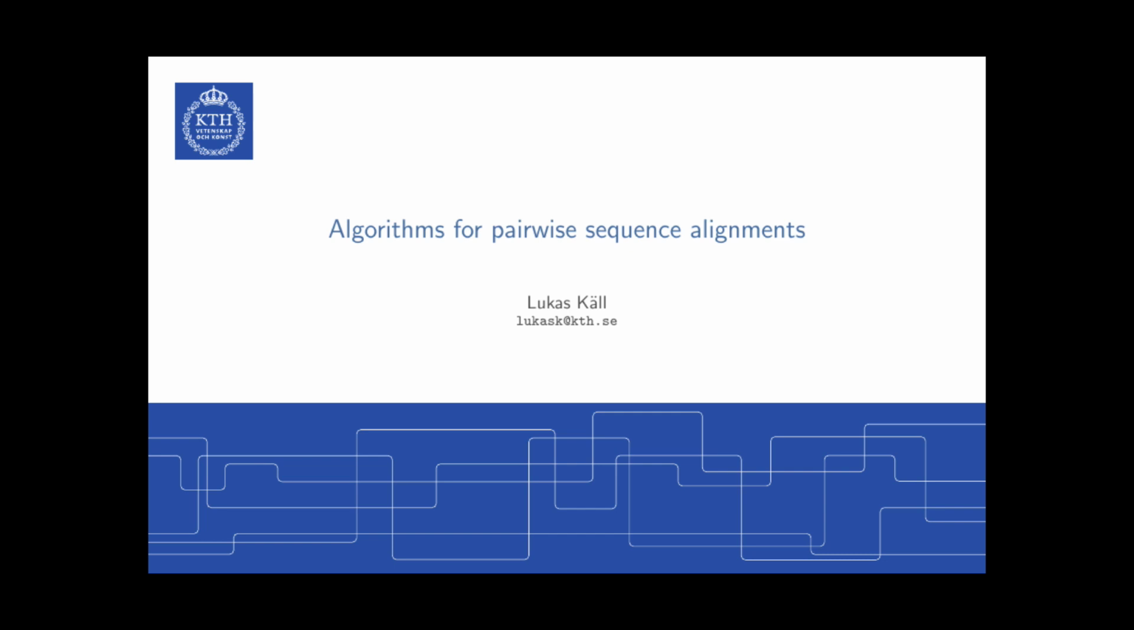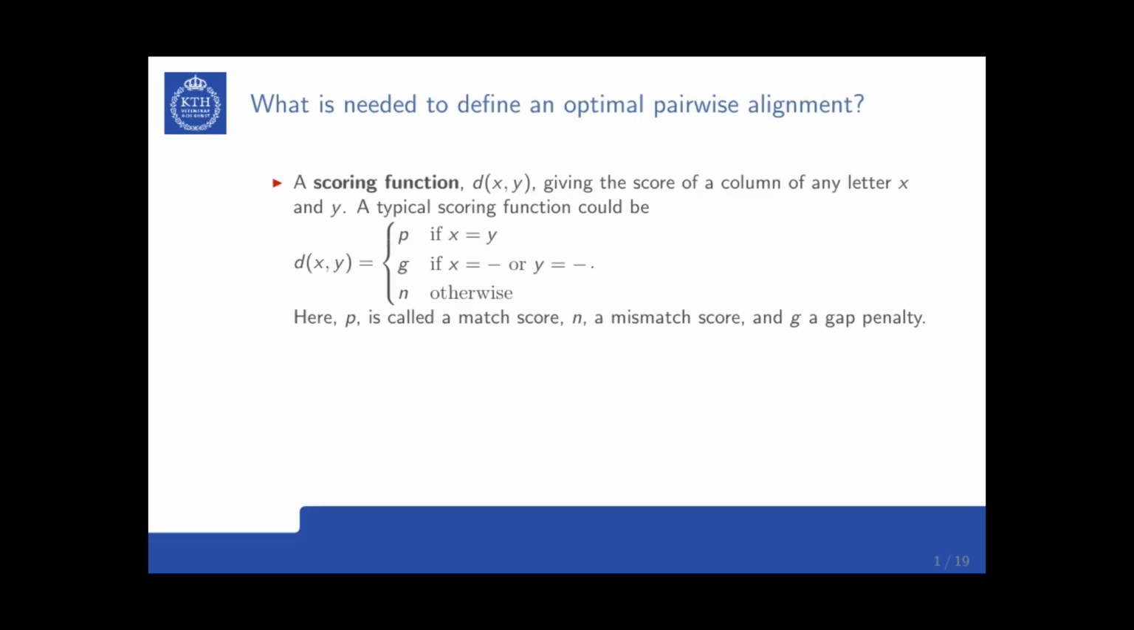This lecture is going to cover different algorithms for pairwise sequence alignments. What's needed to define an optimal pairwise alignment? First, you need a scoring function. That is a function that gives you the score of how well any letter X matches a letter Y.